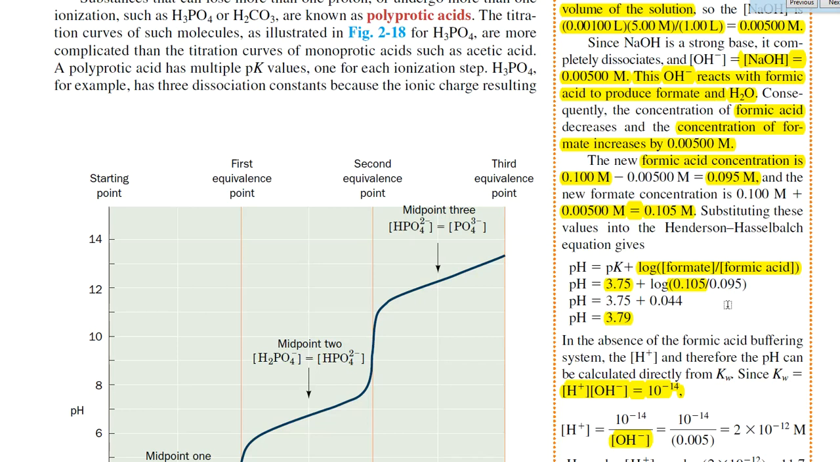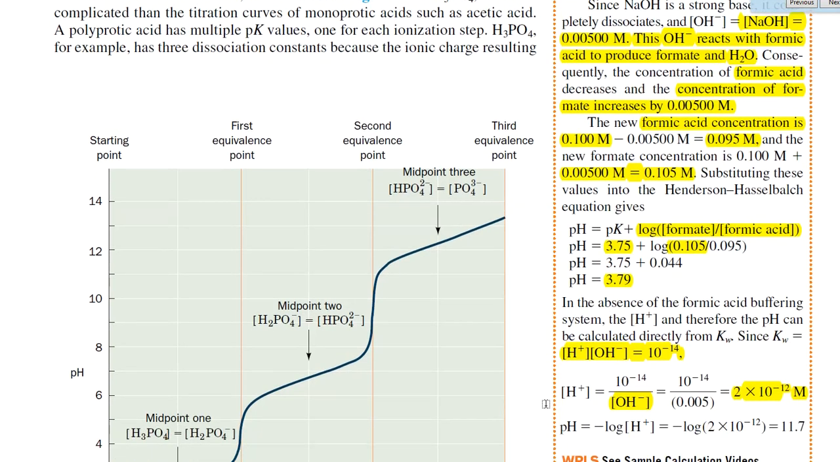If we know the OH value, which is 0.005 here, we can find the H plus concentration, and then we can put this value into the pH formula and find the pH. So basically, if formic acid is not in the picture, then we can use the formula: concentration of H plus times OH minus is equal to 10 to the power minus 14. And we can find the number of H plus ions.